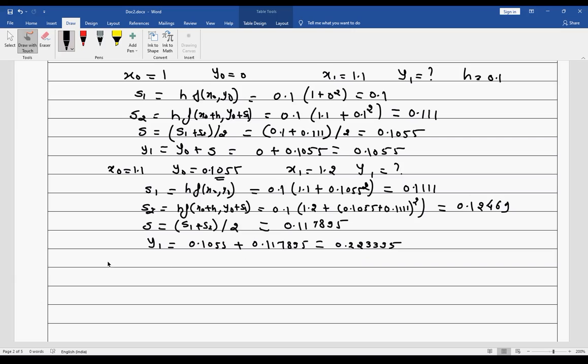1.223395. Okay. Now my x0 will be 1.2, y0 is 0.223395, and my x1 will be 1.3, and what will be my y1? So here I have to stop. Now you will do all these steps and you will let me know the value of y1. Start doing it.